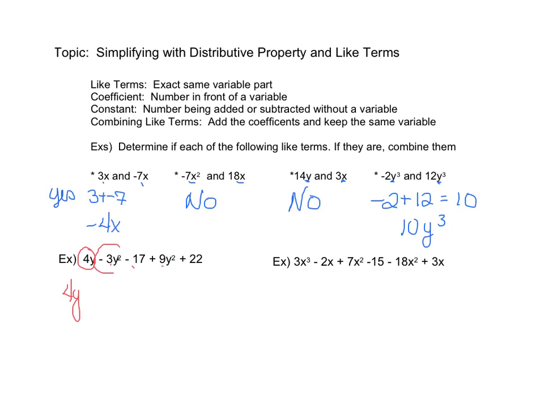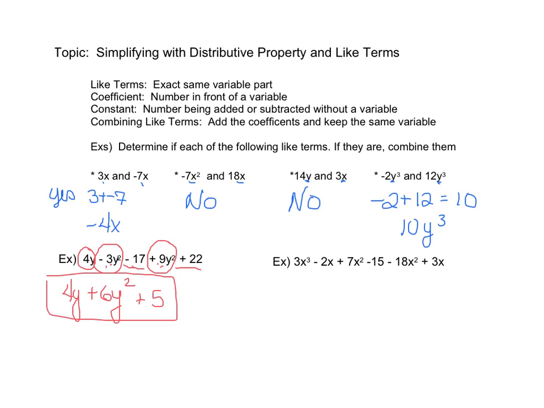Looking at the next term, negative 3y squared. I see I have another y squared with a 9. These are like terms. I can combine them by adding their coefficients. Negative 3 plus 9 is a positive 6, and I keep the y squared. Finally, I'm left with a negative 17 and a positive 22. Putting those together, I get a positive 5 for my constant, and here is my expression. There is nothing more I can do with this. I do not have an equal sign, so it cannot be solved, and I do not have any more like terms.